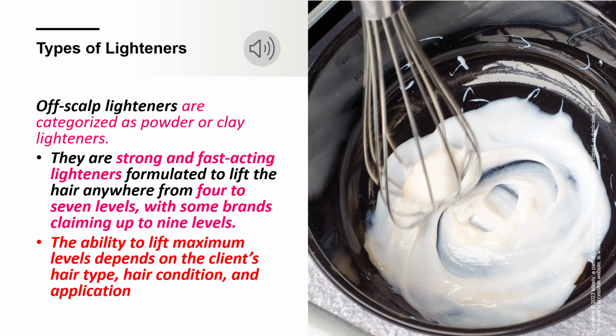Off-scalp lighteners are categorized as powder or clay lighteners. They are strong and fast-acting lighteners formulated to lift the hair anywhere from 4 to 7 levels, with some brands claiming up to 9 levels. The ability to lift maximum levels depends on the client's hair type, hair condition, and hair application.